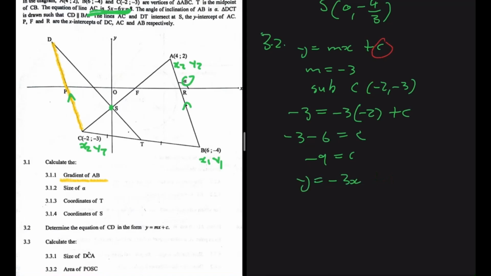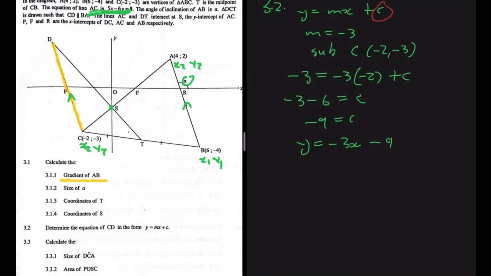C is minus 9. Let me just see if that works real quick. If we substitute minus 2 and then minus 9, we're going to get 6 minus 9, which equals minus 3. So it seems like we're on the right track here. Yeah, let's carry on and see what happens.